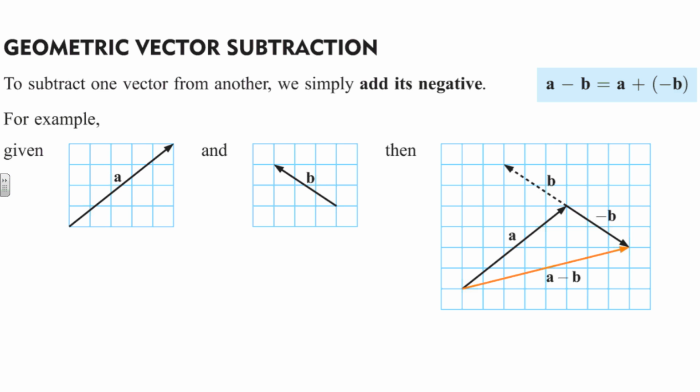Okay, so now if I'm subtracting a vector, basically what that means is that, just like if I were subtracting a number, that'd be adding the opposite of that number. So if I look at vector A minus B, that's the same thing as saying vector A plus negative B.